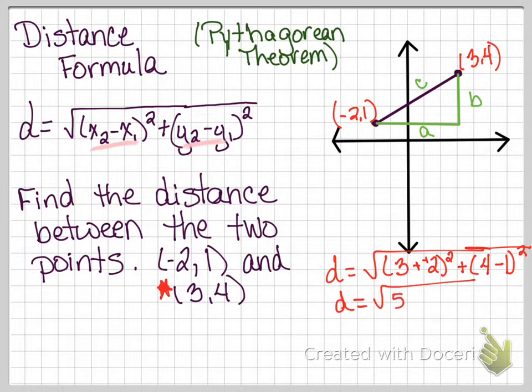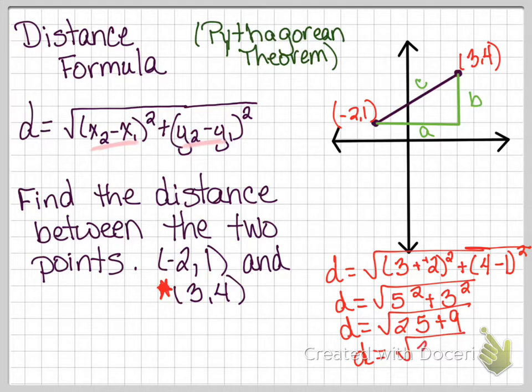So that is going to be 5 squared. What is 4 minus 1? Okay. 5 squared is 25. 3 squared is 9.